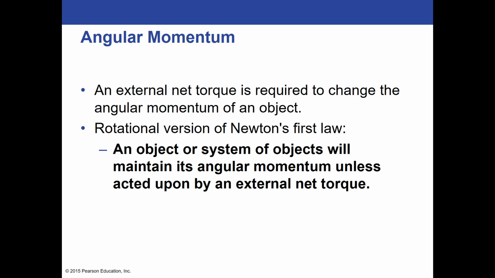The law of momentum states that it's conserved. An external net torque is required to change the angular momentum of an object. So this is a rotational version of Newton's first law. An object, or system of objects, will maintain its angular momentum unless acted upon by an external net torque. You could also redefine Newton's first law in terms of momentum: an object's momentum doesn't change unless an external force acts on it.